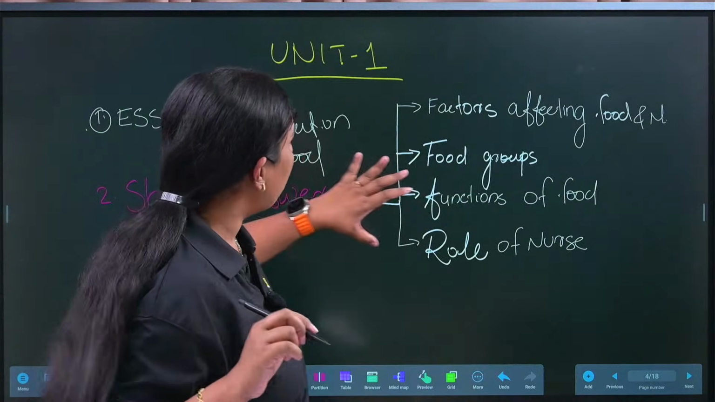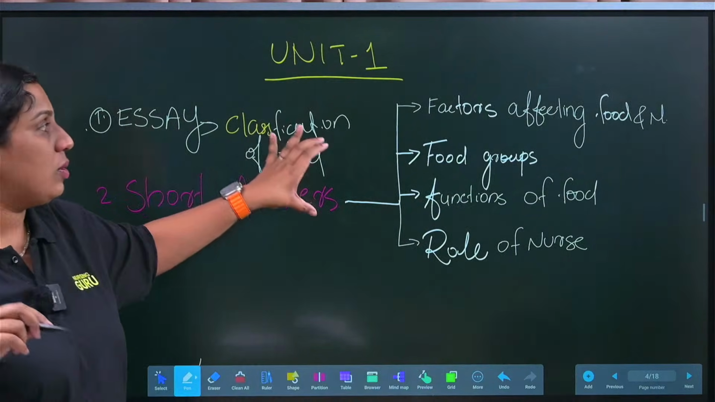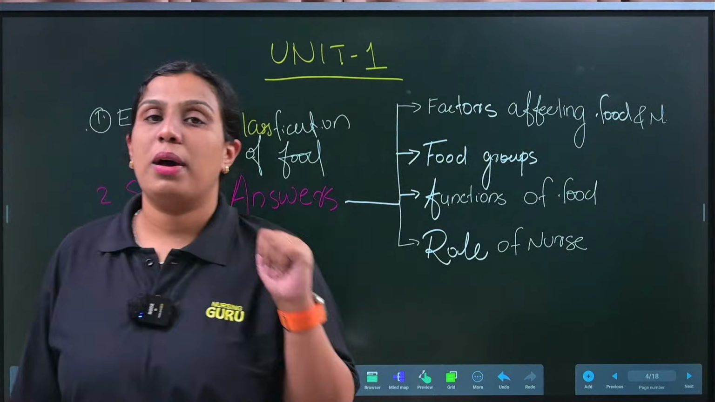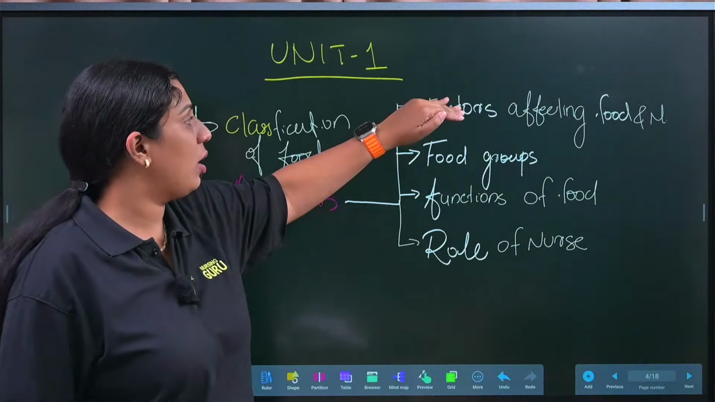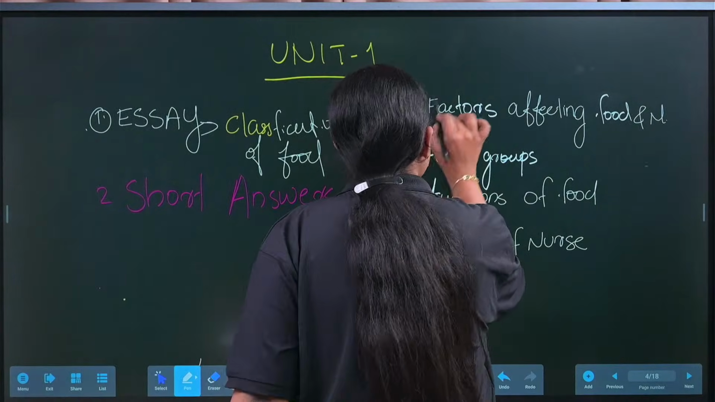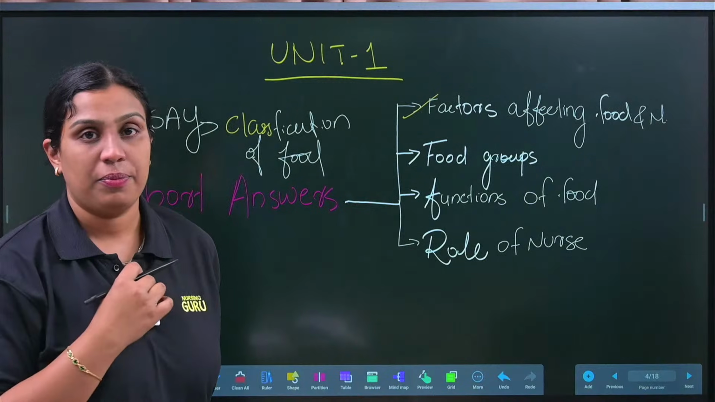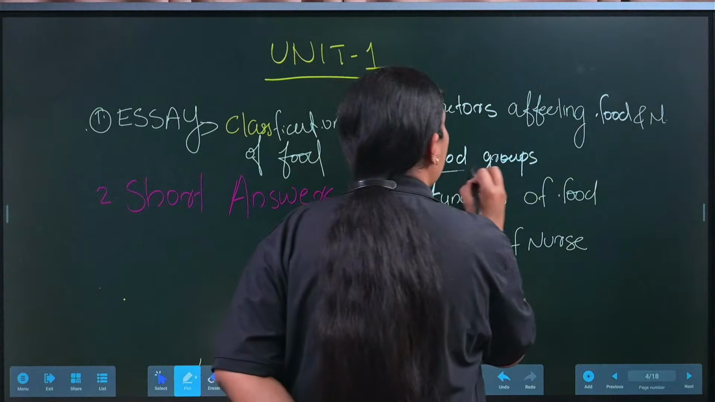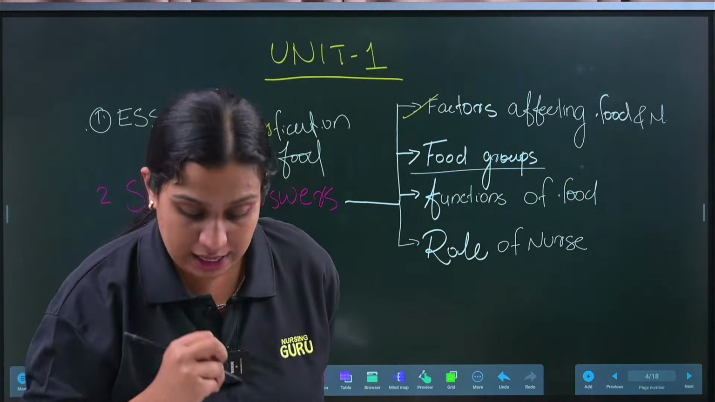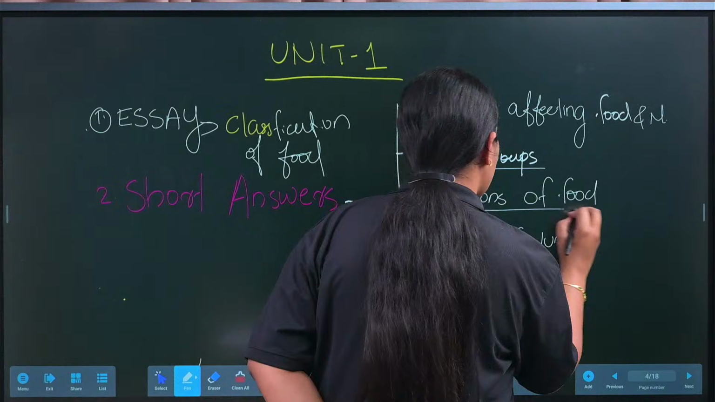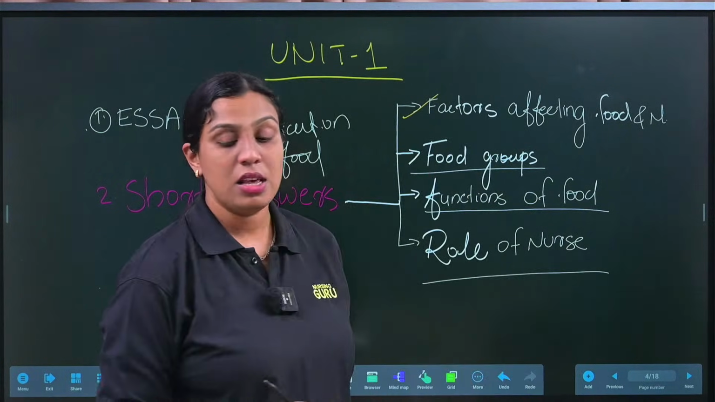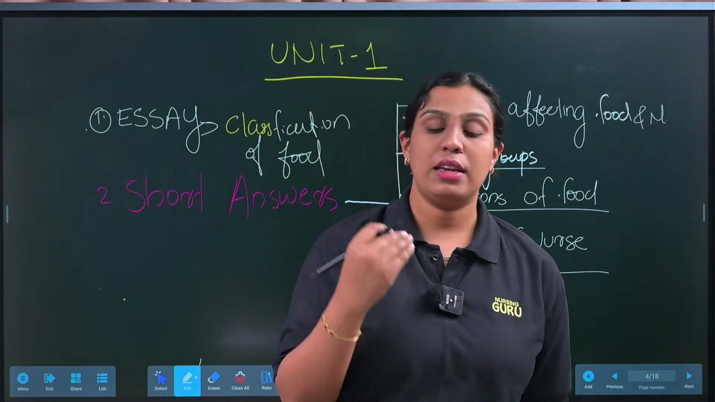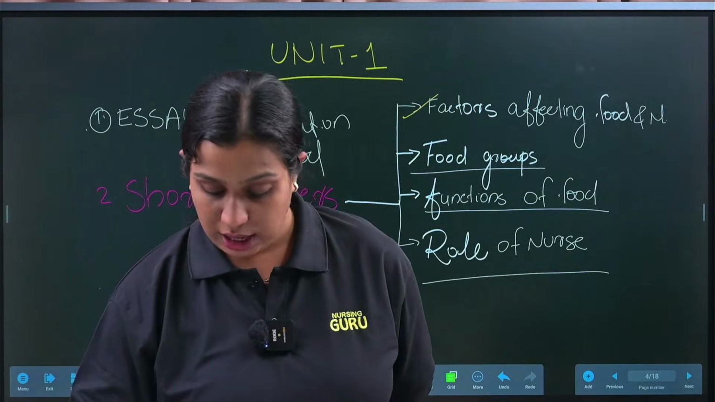Classification of food may come as an essay question, but it is a less likely chance. Next, about the short answer. Short answer questions: factors affecting food and nutrition. For a 4 mark, 5 mark or 2 mark question, you can get a question like this. Factors affecting food and nutrition. Next, explain the food groups. That may be a question. Next is the functions of food and the role of a nurse in nutrition and health. That is also an expected question.